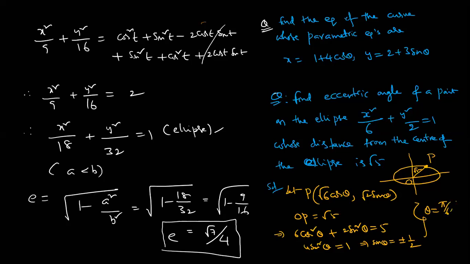Pi minus pi by 6 means 5 pi by 6. Negative means third quadrant and fourth quadrant. That means pi plus pi by 6 is how much? 7 pi by 6. Fourth quadrant: 2 pi minus pi by 6 means 11 pi by 6. So there are 4 possibilities as an angle.